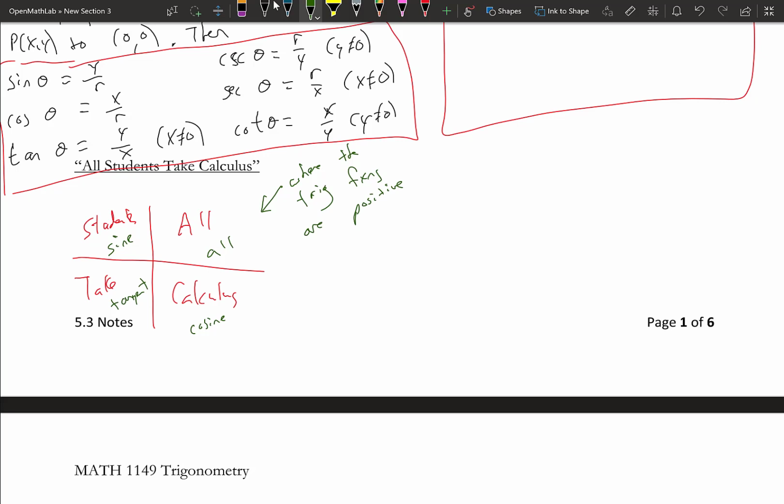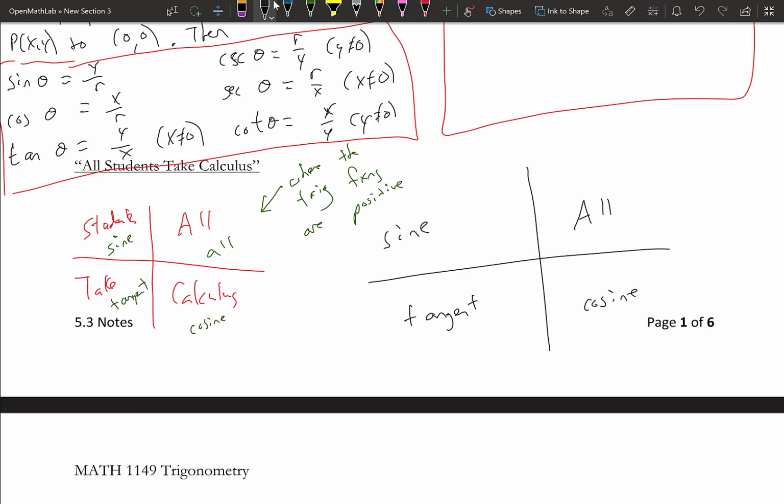right? So if you want to write this a little neater, we would have all, sine, tangent, and cosine, right? And don't forget that cosecant would follow sine, cotangent would follow tangent, and secant would follow cosine, right? Because they're just reciprocals of one another, right?